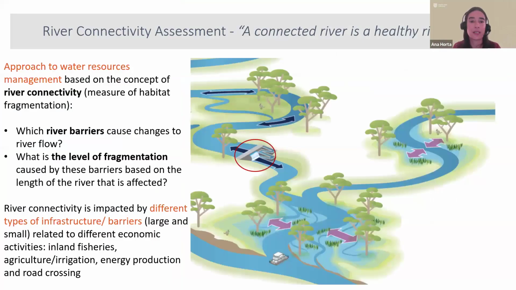Next slide. So when we look at a management approach from the point of view of river connectivity, so measuring habitat fragmentation, we really want to know where the barriers are that cause fragmentation, that cause changes to fish movement and water flow. And we also want to know the level of fragmentation, because that will depend not only on the location of the barriers, but also the type of the barriers that we have in the system.